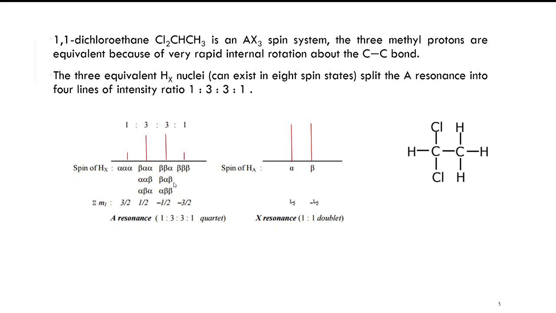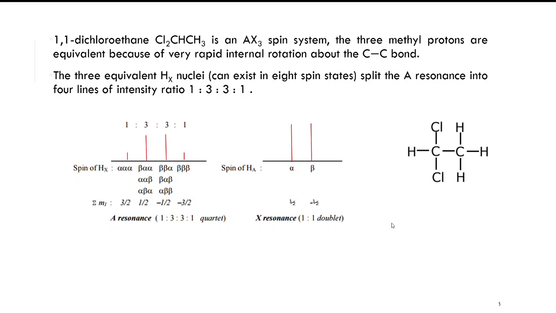So that means in terms of intensity of the line, this is going to be 3 times more intense than that of this. So that's why you have the 1, 3, 3, 1. So then you have a quartet. You have a quartet here for the A resonance, and of course the doublet here.